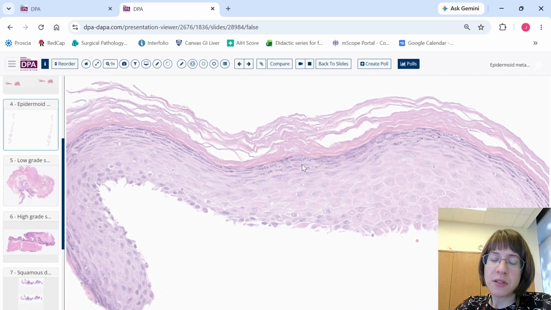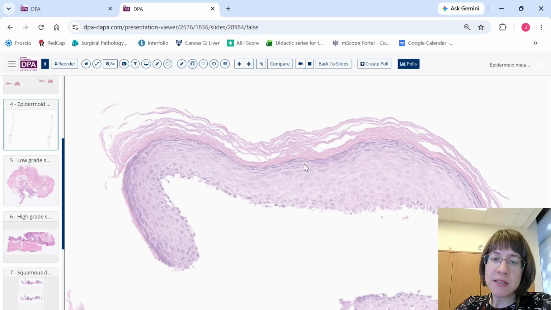So this is referred to as epidermoid metaplasia because the esophagus is changing from its normal appearance to an appearance that is more similar to skin, which would have a layer of keratin on the surface as well as a granular cell layer. So the significance of this finding is that epidermoid metaplasia has been associated with subsequent development of squamous dysplasia as well as squamous cell carcinoma.